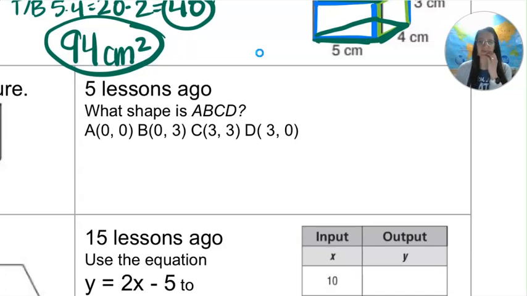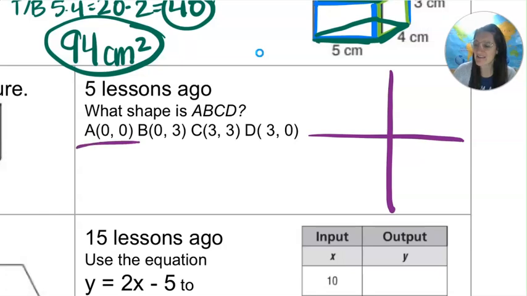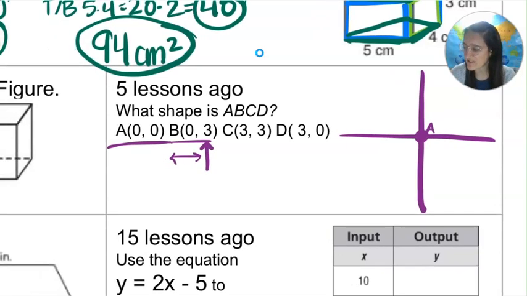What shape is A, B, C, D? I see some ordered pairs, some coordinates, so I immediately draw my coordinate plane. A is at 0, 0. Boom. A. B is at 0, 3. I gotta think about these zeros. If my first number is back and forth, and I'm not going back and forth, I'm just catching my elevator up, that means B will be right here.